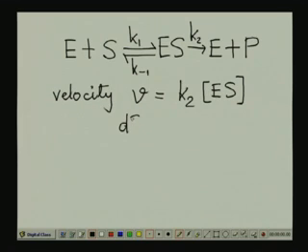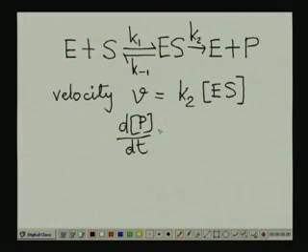What is the rate at which products are formed? It is dP dt, right. dP dt is the rate at which products are formed. So, I have my dP dt, which is actually nothing but the velocity. Now, what do I want? I want an expression for ES.